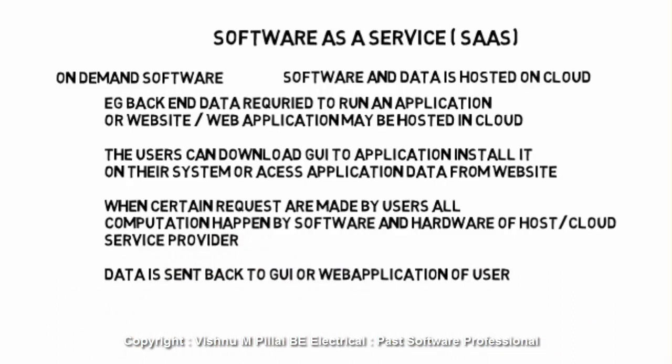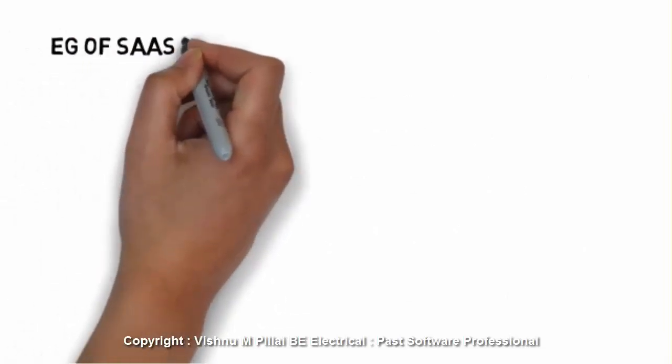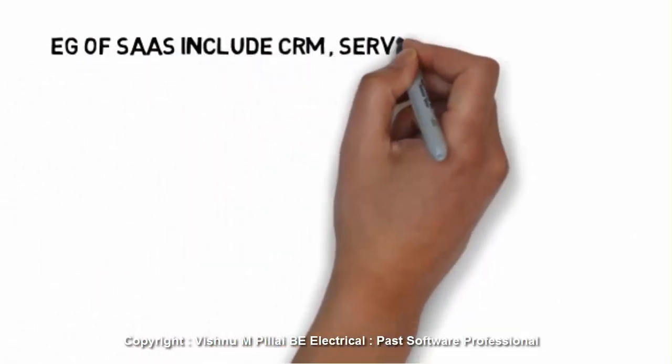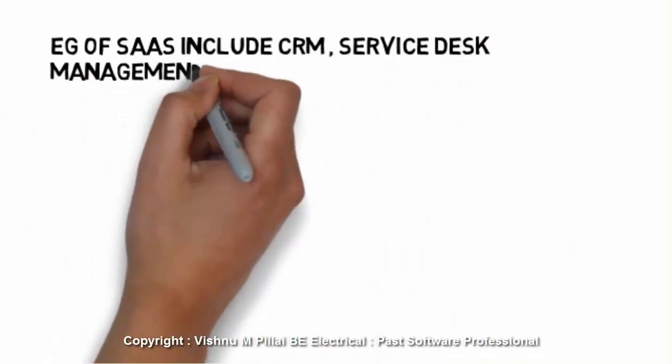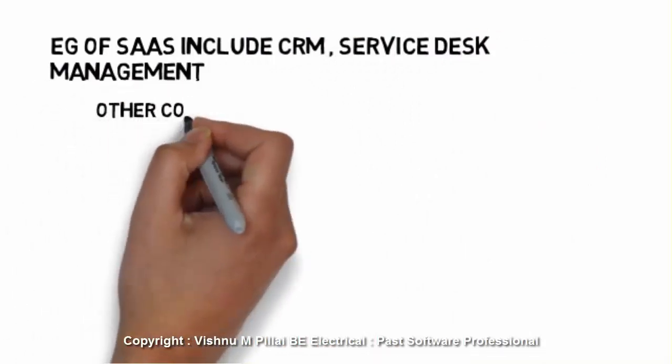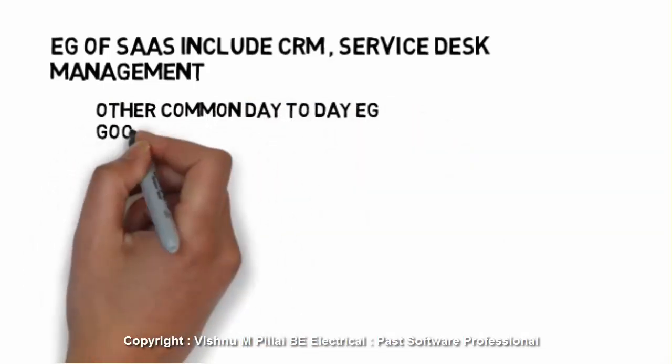For example, backend data is required to run an application, or a website or web application may be hosted in the cloud. The user can download the GUI, graphical interface, or application and install it on the system, or access the application data from a website. When certain requests are made by the user, all computation happens by the software and hardware of the host or cloud. So the computation happens in the cloud and the data is sent back to the user to the web application. So certain requests of certain applications that run on your mobile or laptop or websites can be examples of software as a cloud service.